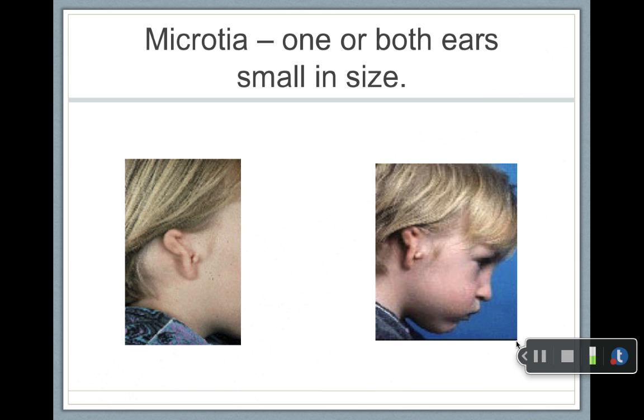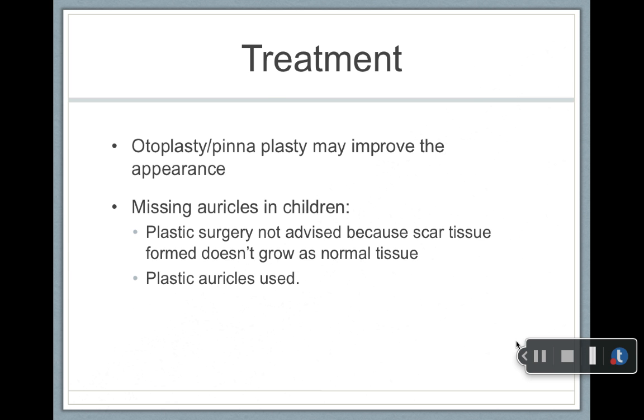This is a picture of microtia. So you see how the ear is very small in size. It's not fully developed. Now this person probably has normal hearing. It just looks different. Treatment for this includes otoplasty or pinnaplasty, so basically plastic surgery to make the ear look more normal, but it's not done on children because they're not fully grown. So you might use a prosthetic if the child feels more comfortable wearing that, and hold off on surgery until the child is older.